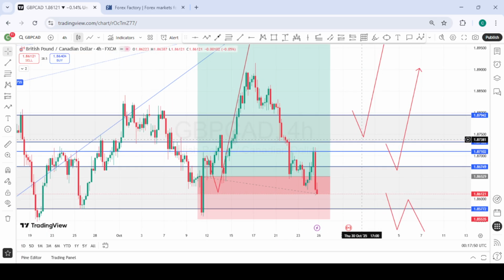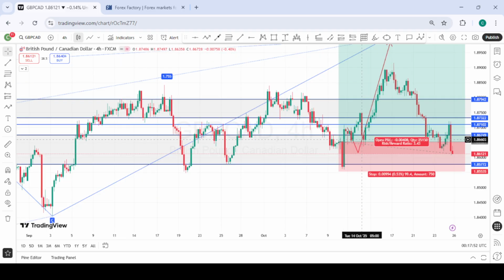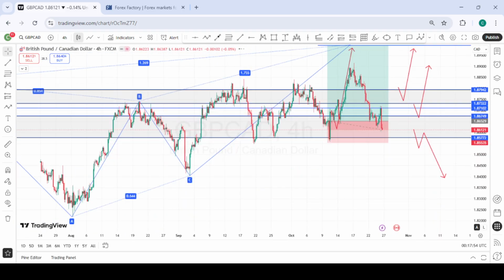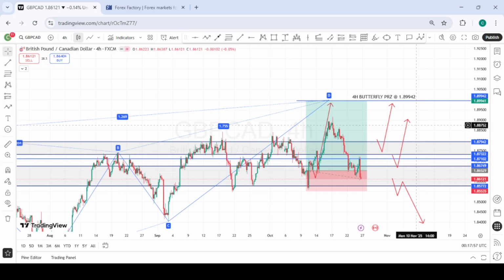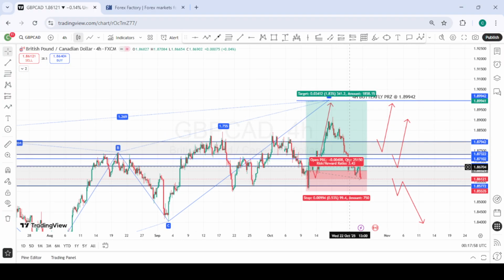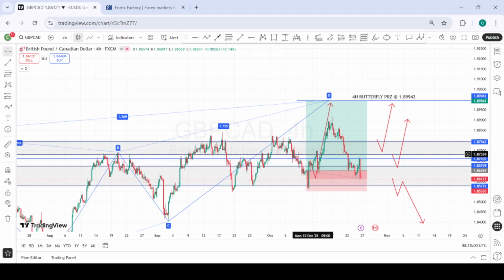And then we had this setup from the previous weeks on GBPCAD, where we were looking for it to buy to complete this butterfly pattern. But unfortunately, the price came back and then hit our break even and then took us out of the trade. So we were out of this trade during the week.